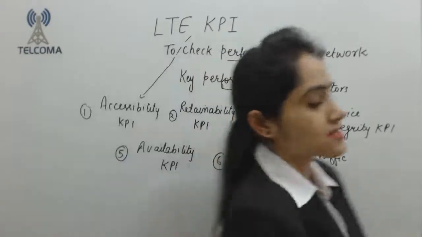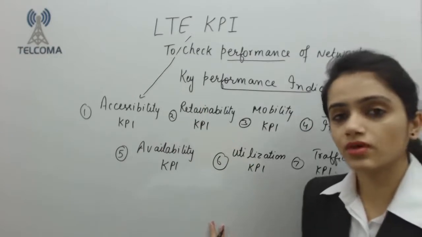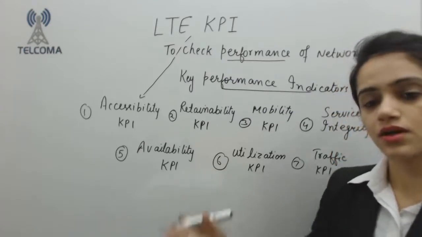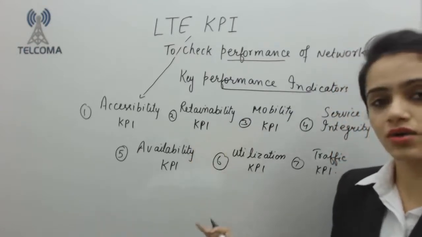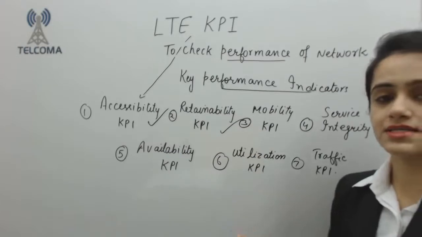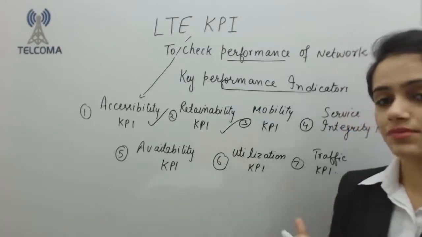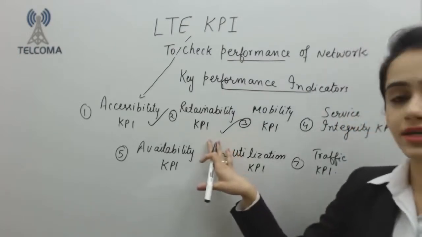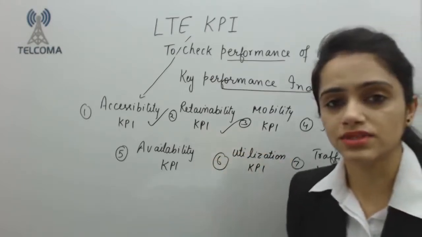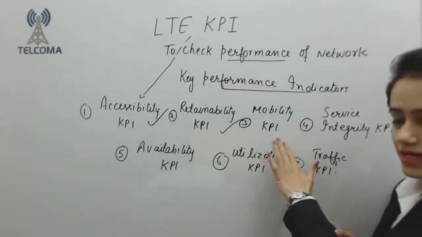The first one is accessibility KPI. Under accessibility KPI, we have the KPIs required to access the network. To access the network, all of the services and all of the messages are organized under the accessibility KPI list. Under retainability KPI, we will discuss the KPIs responsible for retainability of the services. That means how capable the network is of retaining a particular service. Then we have mobility, which deals with the user moving from one location to another. So we have a category which is mobility KPI.